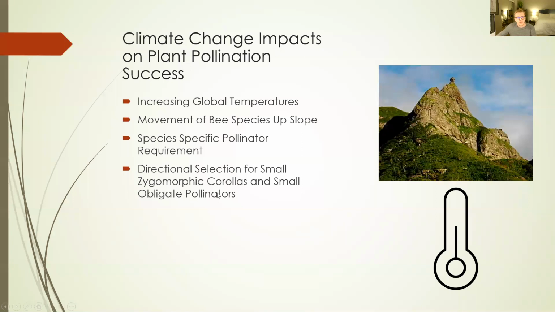So if we're looking at this in a climate change context, we'll see that the large bee populations are found on the upslope and the small bee populations are found on the low slope. Now, because our temperatures are continuing to rise, these small bee populations are climbing up the slope and they'll come into contact with the Salvia species. Now, because the large populations are no longer there, we have this problem occurring and adaptation must occur. So our hypothesis is that directional selection for small zygomorphic corollas and small obligate pollinators will occur.